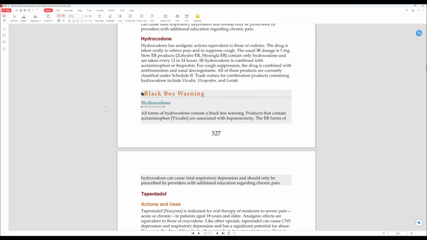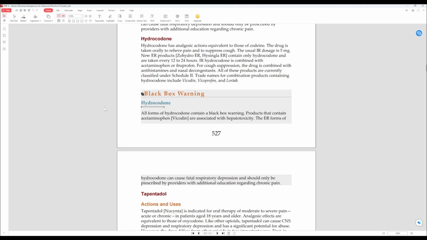For cough suppression, the drug is combined with an antihistamine and nasal decongestant. All of these products are currently classified under Schedule II. So, trade names for the combo products containing hydrocodone include Vicodin, Vicoprofen, and Lortab.